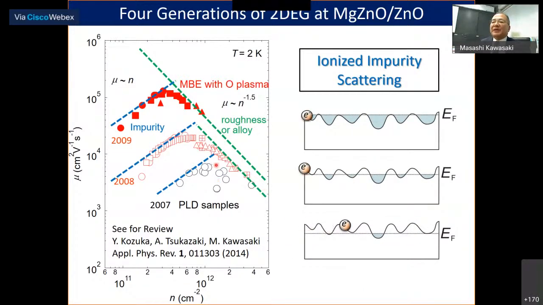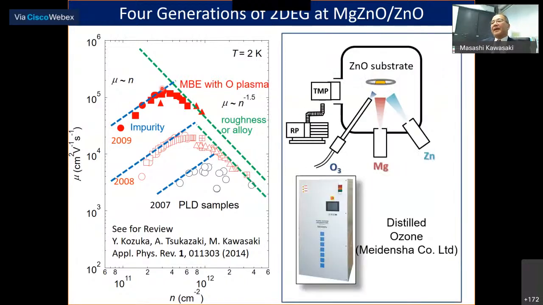So if the sample gets purer and purer, you can push up this blue broken line to the upper left side. And the key is to make a very clean material. And the breakthrough for us was to use ozone for oxidizing zinc or magnesium in the MBE chamber. Then you can avoid all the impurities. So the mobility goes close to 1 million at low temperature.